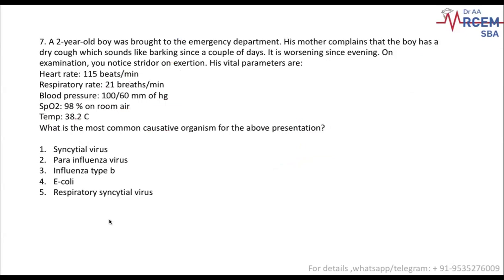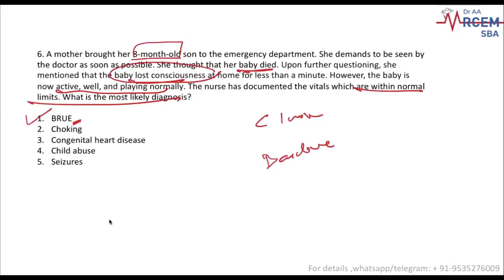A 2 years old boy, yes, less than 2 months, it is an 8 months old baby. It fits in. Less than, sorry, not 1 month, less than 1 year. That is 3 months or 12 months.